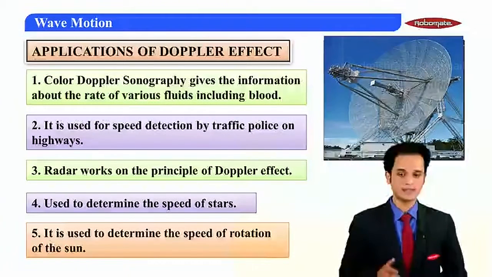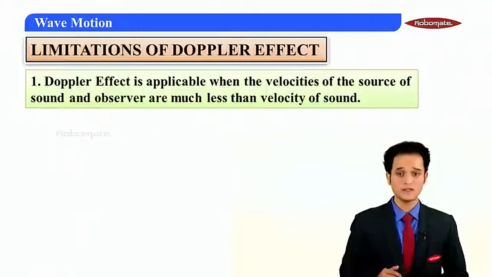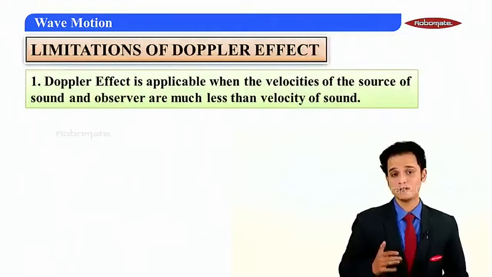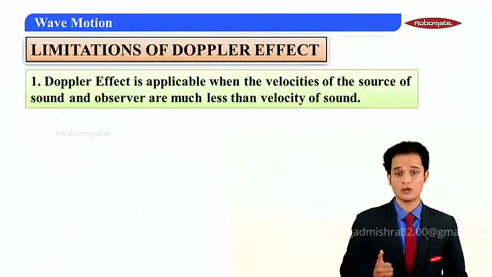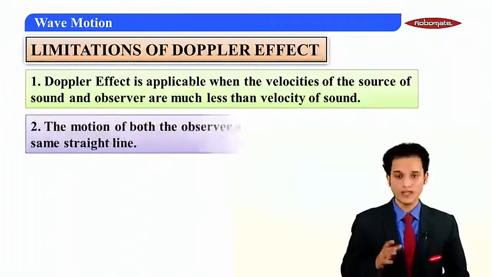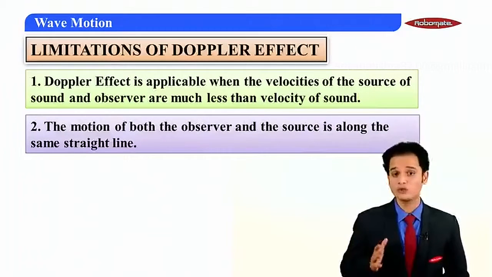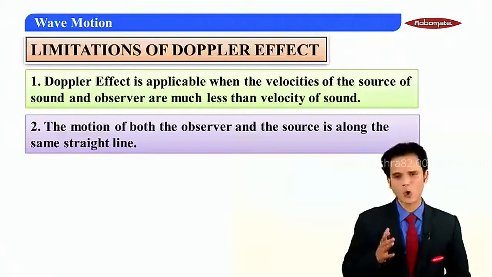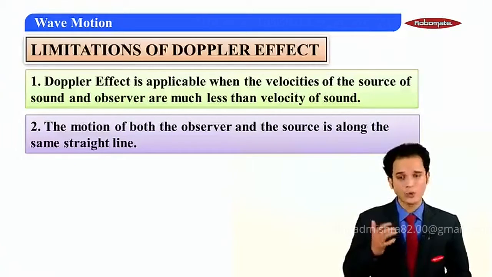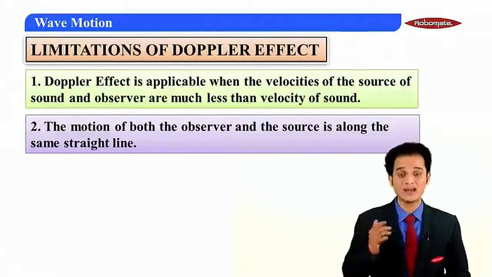Also students, let us have a look at the limitations of Doppler effect. The first limitation is Doppler effect is applicable when the velocities of the source of a sound and observer are much less than the velocity of the sound. The second and the most important limitation is the motion of both the observer and the source is along the same straight line. If you would have noticed, in all the cases we had both the observer as well as the source moving along a straight line only.